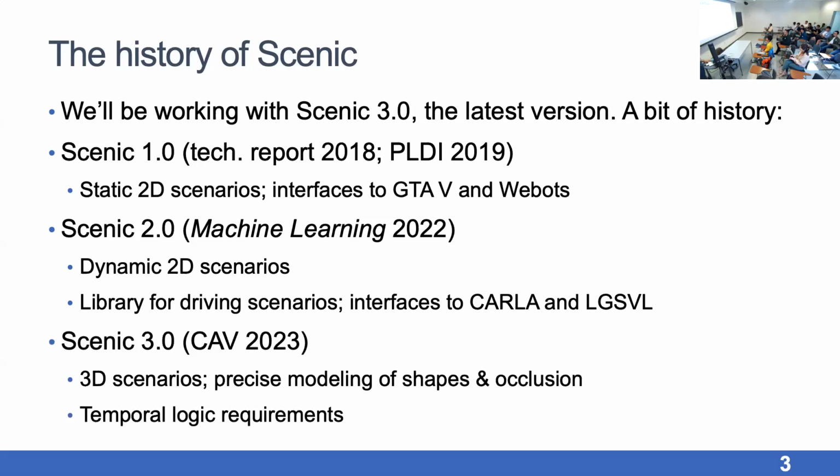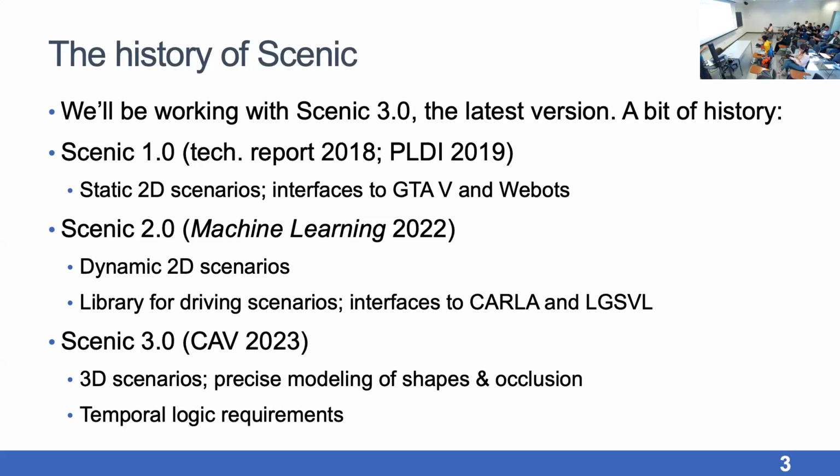The latest version of Scenic, which is what we're going to be working with, is Scenic 3 from a CAV paper last year. The main change there is that Scenic now has native support for 3D scenarios. So the syntax changed slightly to accommodate that. If you look at examples from older papers, they might not quite work out of the box if you just try running them. One other nice thing about Scenic 3 is we now have our own parser, so the error messages are actually pretty good now. If you do try running a Scenic 2 program, the error message will hopefully be informative.